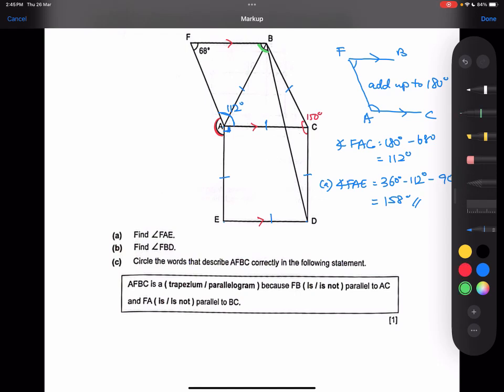And can you see this isosceles triangle here? Okay, so this is part B. To find angle DBC, which is this one here, is equals to 180 minus 150 divided by 2, which is 15 degrees, right? So this is 15 degrees.